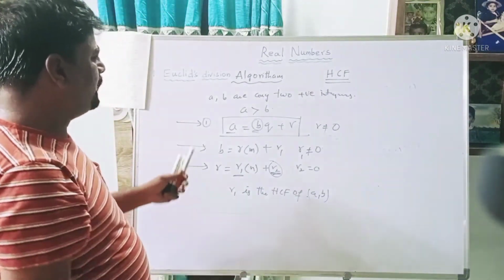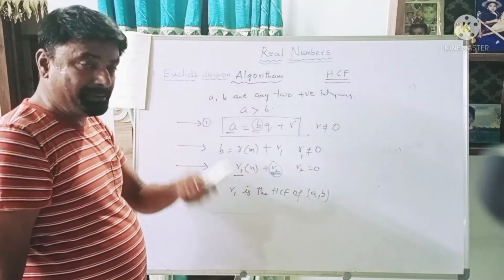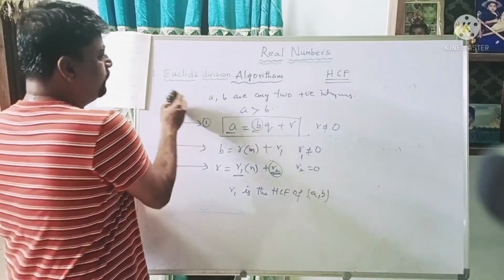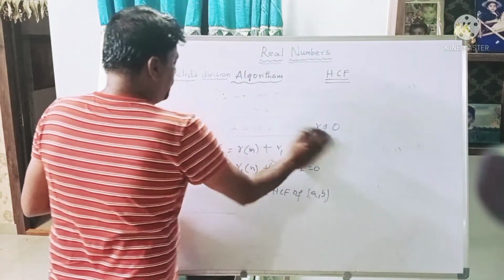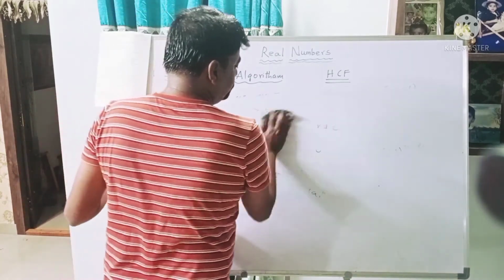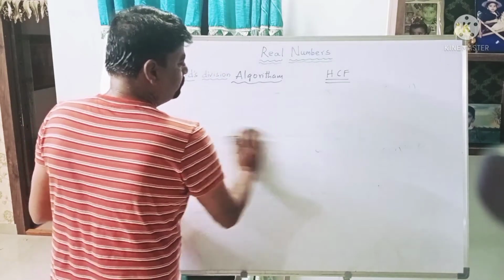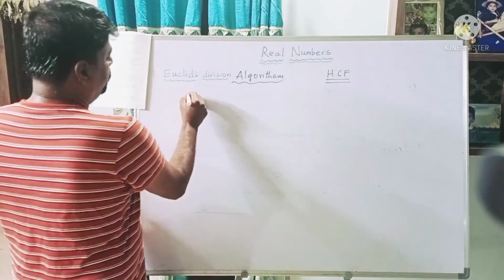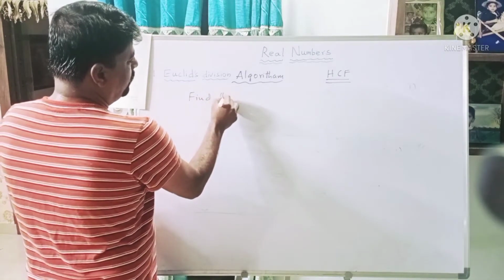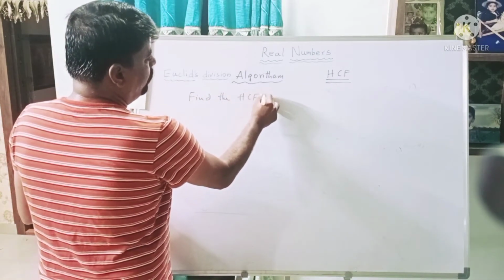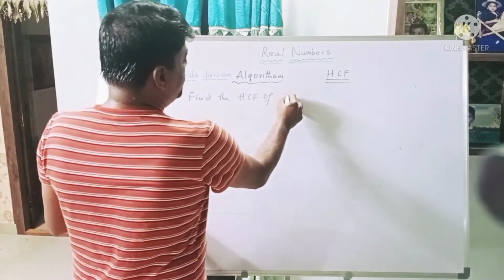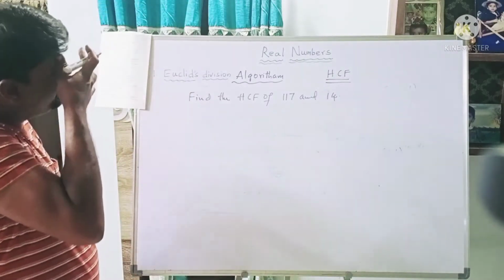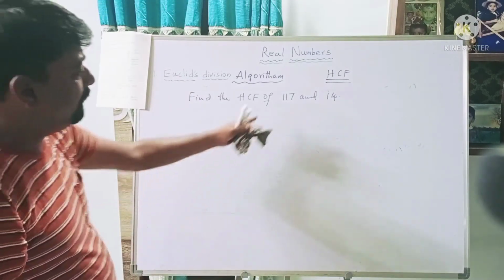I think you will have some difficulty while understanding this, beta, but I will explain with one example. For example, find the HCF of 117 and 14. This is my question, beta.